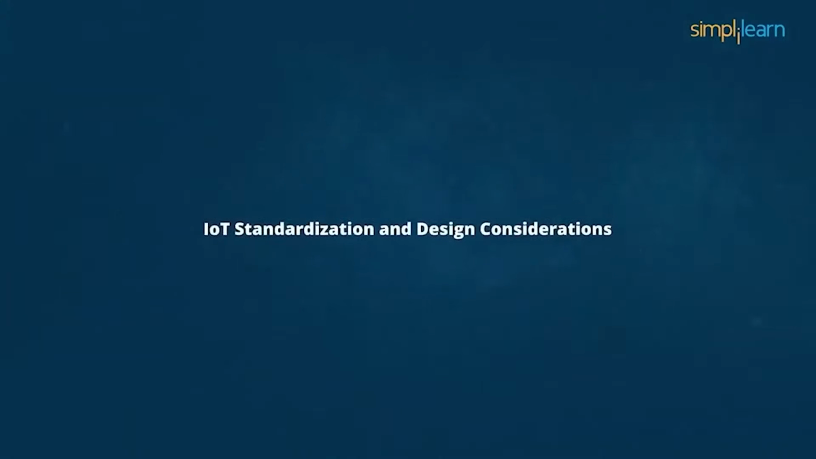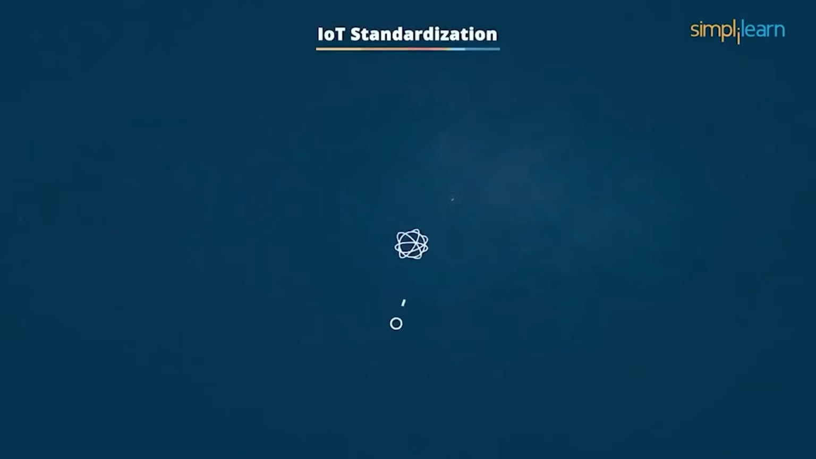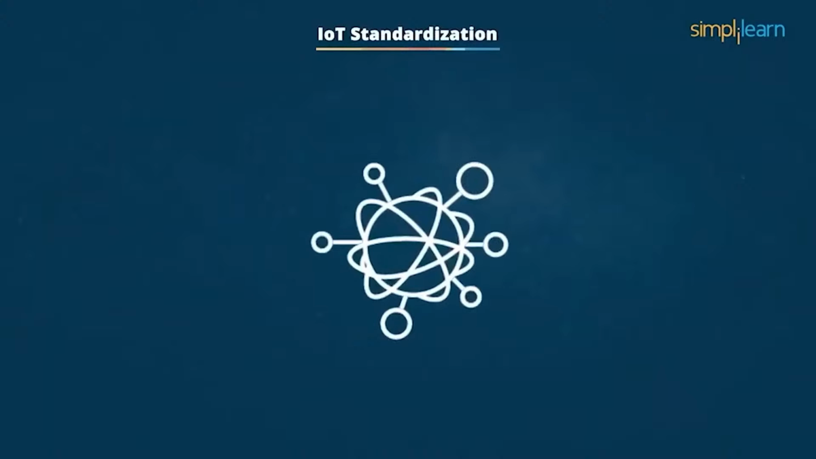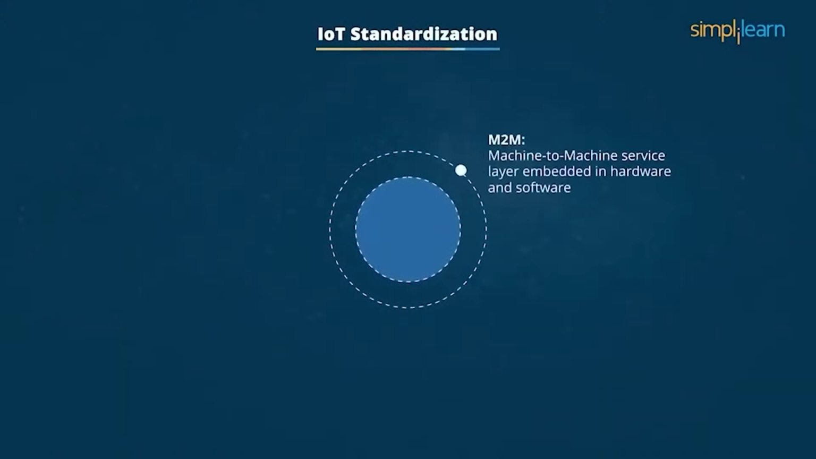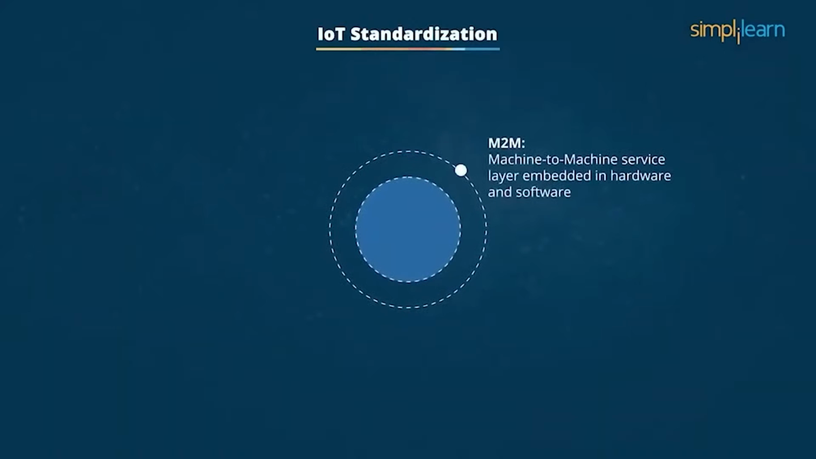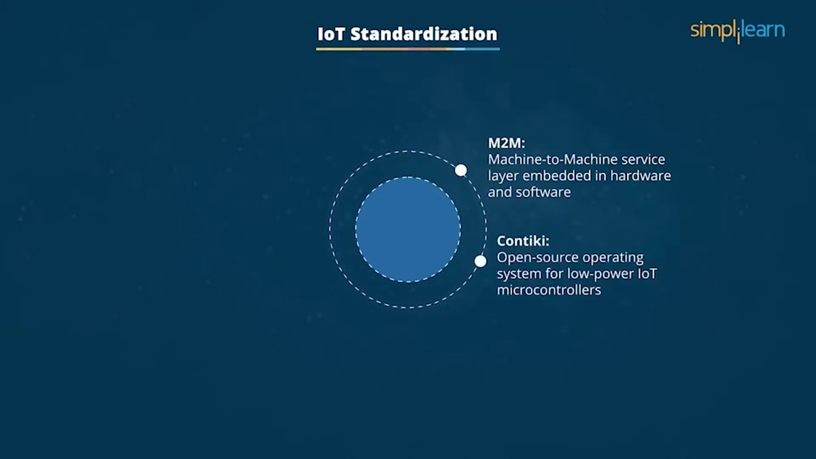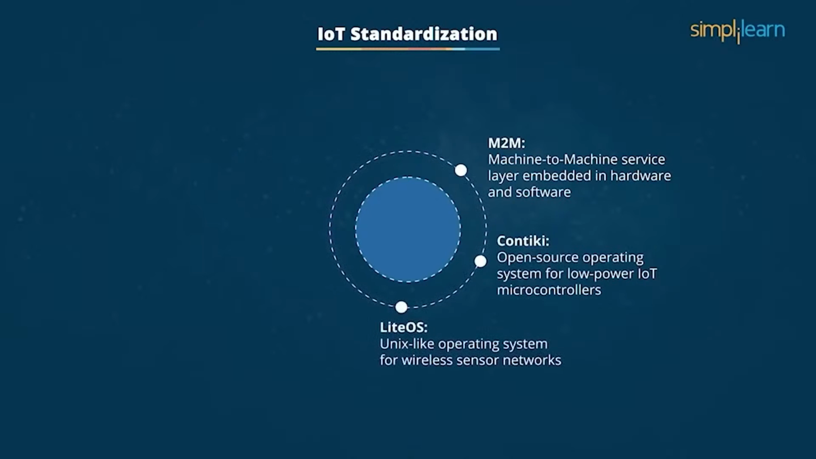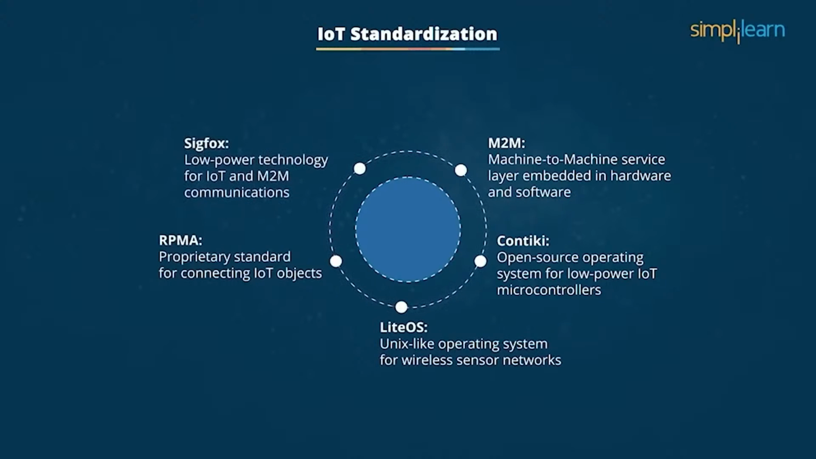IoT Standardization and Design Considerations. There are a number of IoT standards, and these are evolving over time. Some of the key ones are M2M, a machine-to-machine service layer that can be embedded in hardware and software to connect devices. Contiki, an open-source operating system for low-cost, low-power IoT microcontrollers. LiteOS, a Unix-like operating system for wireless sensor networks. Random Phase Multiple Access, a proprietary standard for connecting IoT objects. The last one is Sigfox, a proprietary low-power, low-throughput technology for IoT and M2M communications.